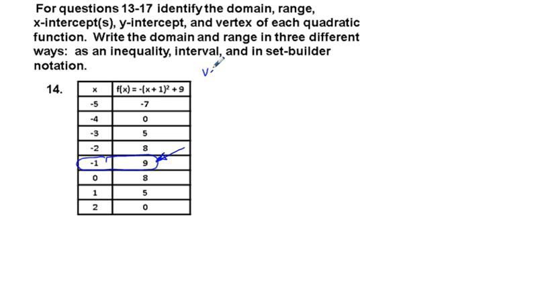So our vertex, I'm just going to put our vertex over here on the left, is going to be the point. The x value associated with that is negative 1. So negative 1, comma 9. And I put that here first because that's going to impact what our range is. Now we go to our notation, our domain. So our domain is going to be in inequality notation. X is greater than negative infinity, but less than infinity.